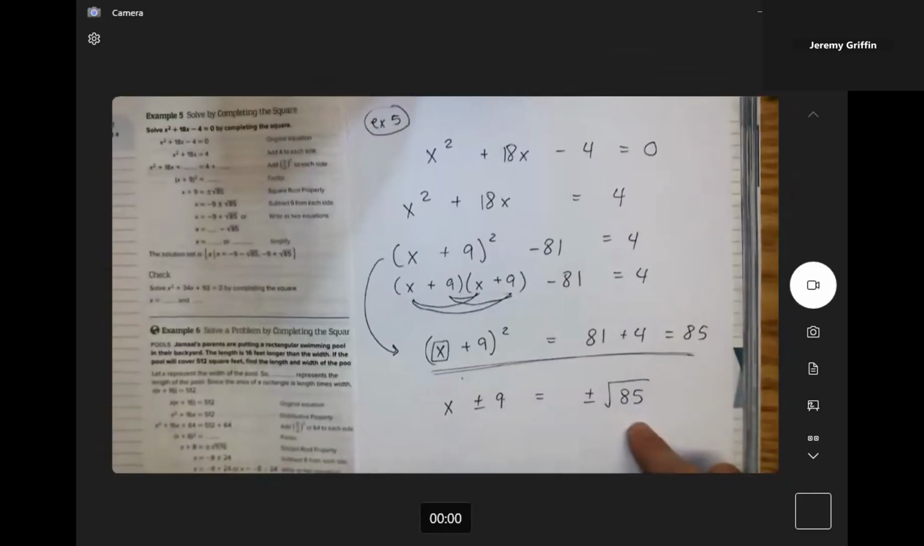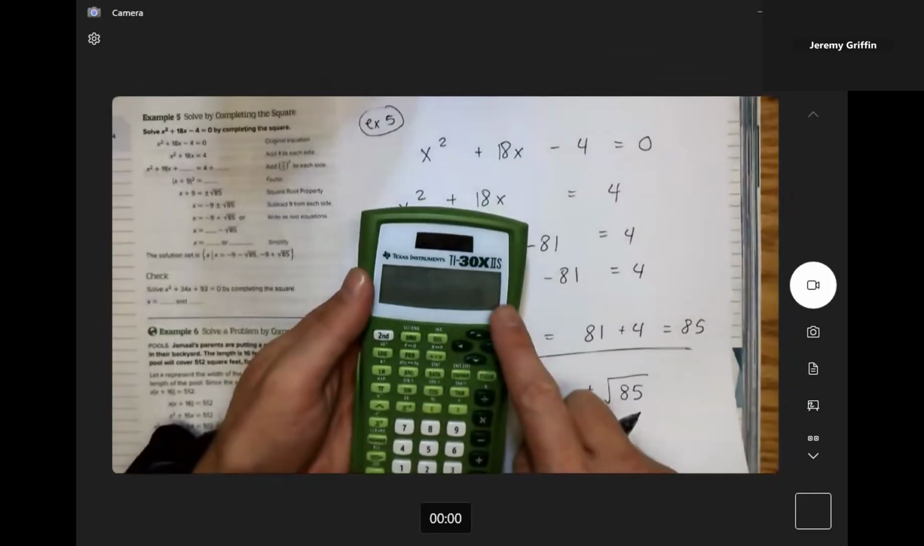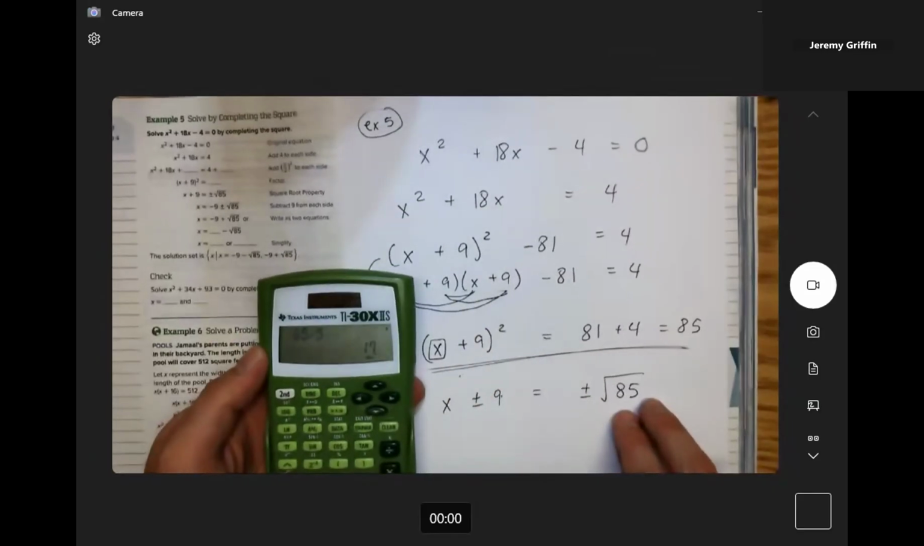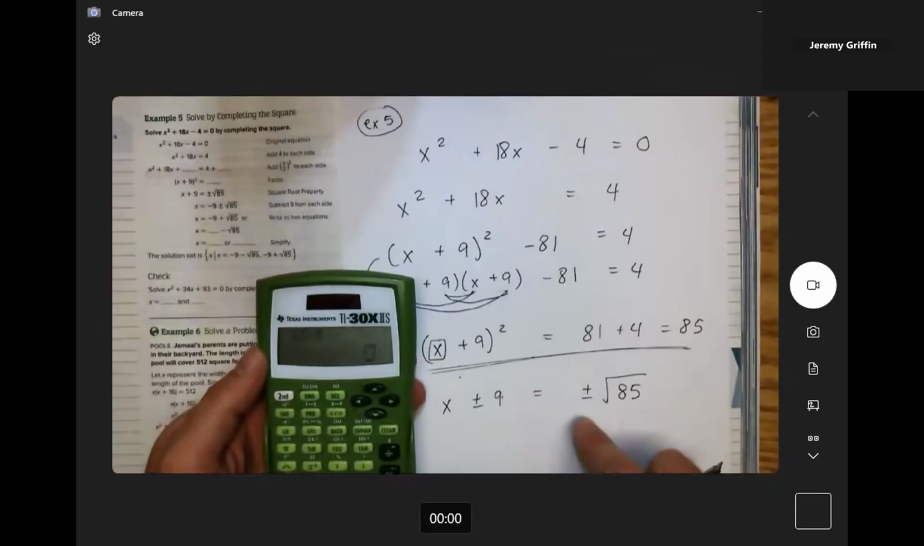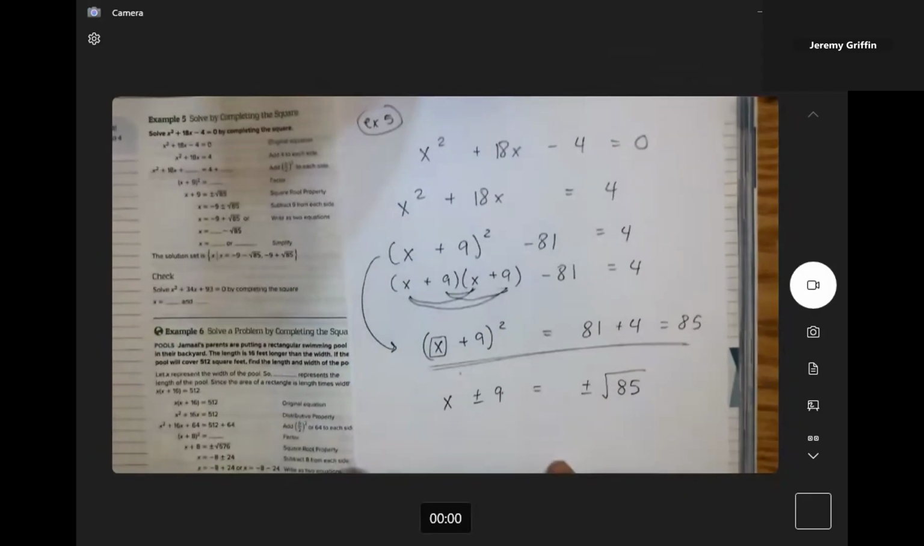Right? What does 85 break down to? I see it's a multiple of 5 and also 17. Now 5 and 17 are both primes, so I can't really pull anything out of the square root like I could before. So 5 and 17. I'll just leave that one.